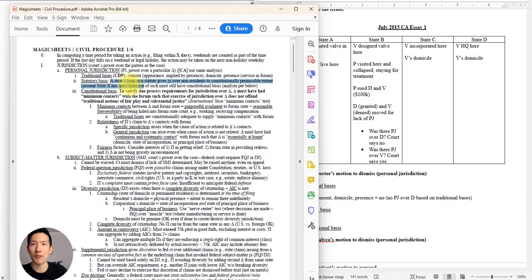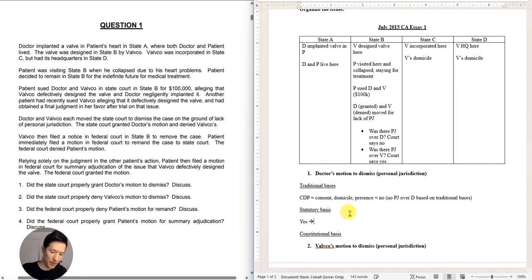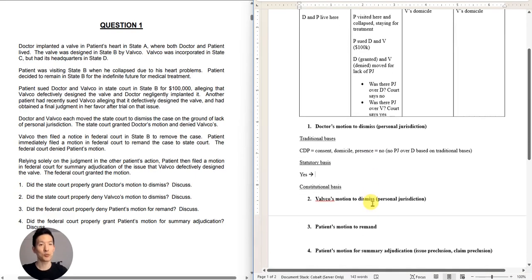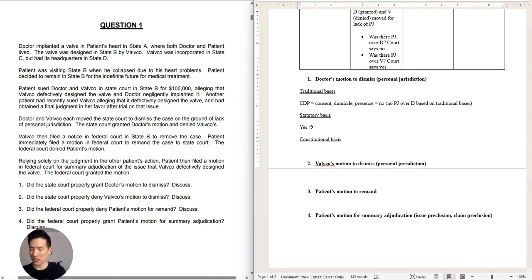So we can just copy this down if we wanted to. A state's long-arm statute gives jurisdiction over non-residents to constitutionally permissible extent. So constitutionally permissible. So we'll have to expand it out into this constitutional basis. And we assume that whatever state, A, B, C, D, they all have one. So whatever, we're going to assume yes. And then move on to the constitutional basis, which is where the real meat of this question is, or just call it the question. And then constitutional basis, of course, governed by the international issue test.